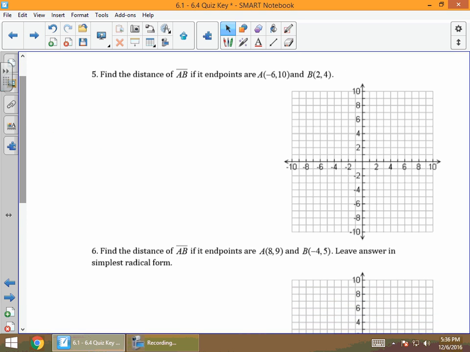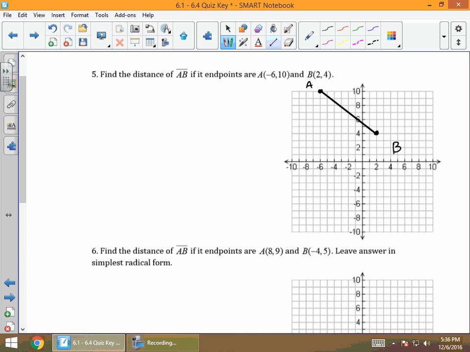I'm finding distances, probably just as easy if I plot these points and count. I'm going to make some triangles. So A is at -6, 10, so go left 6, up 10. Here is A. B is 2, so +2 and up 4. I need to find the distance between the two. Okay, so let me connect those two first of all.